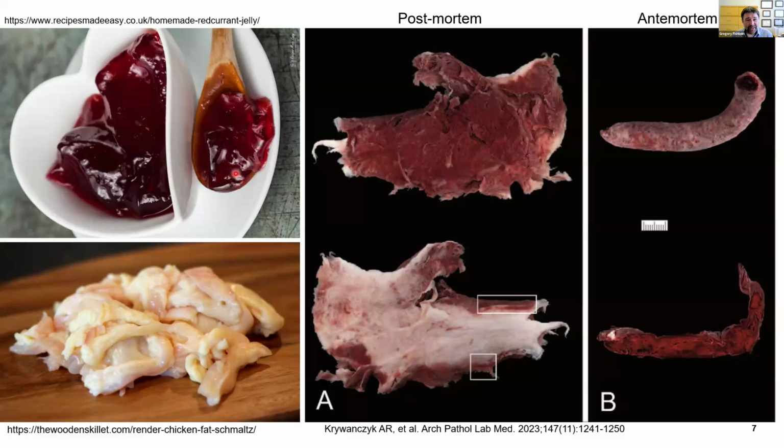So here is currant jelly and chicken fat, and you can see that this correlates with what you see right here, which is a post-mortem clot that has the currant jelly component and the chicken fat component here. And then to the right, you have antemortem clots, real clots, that look much more variegated in appearance. They have a mix of the red and white, and on the cut section, you can even make out what we would refer to as lines of Zahn.